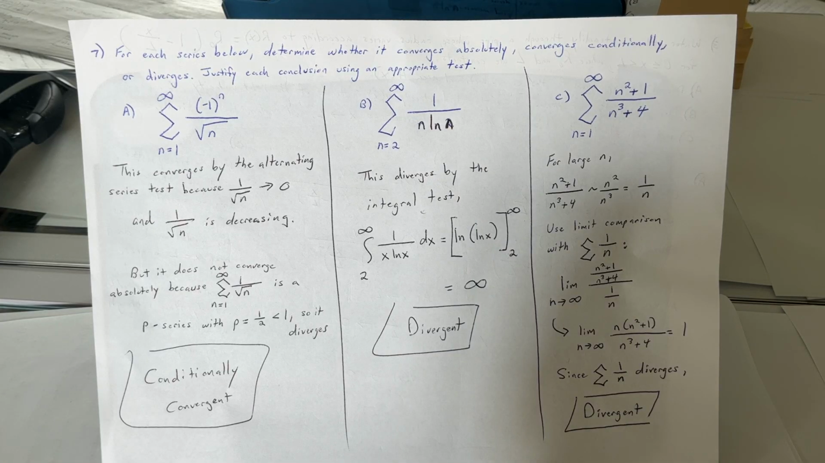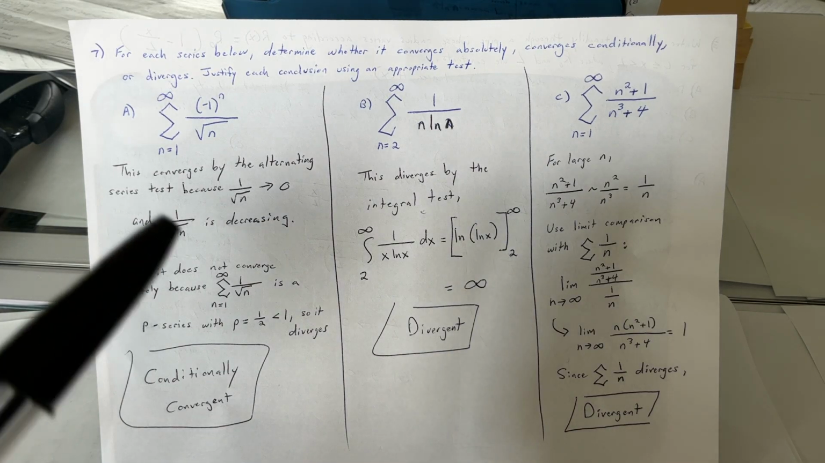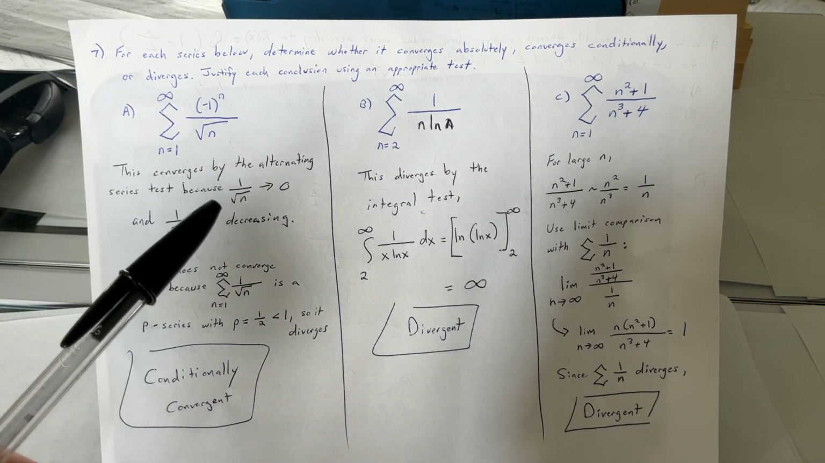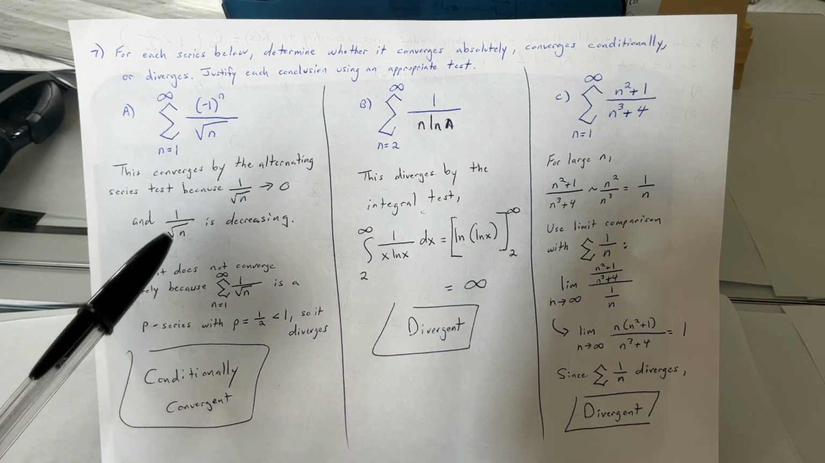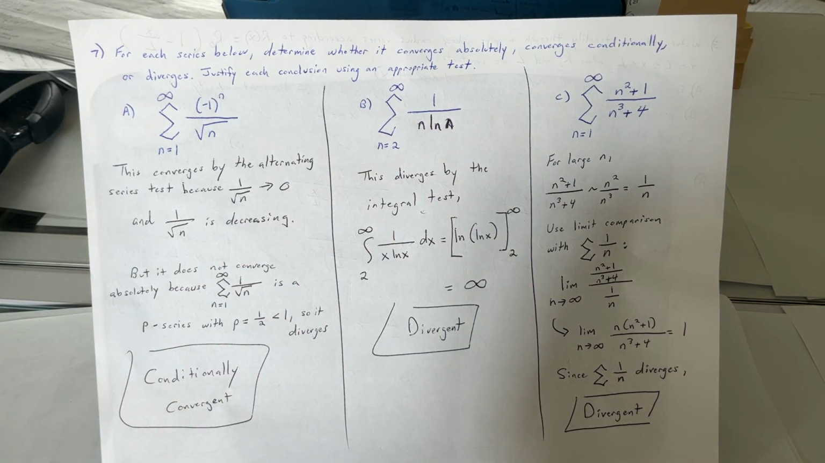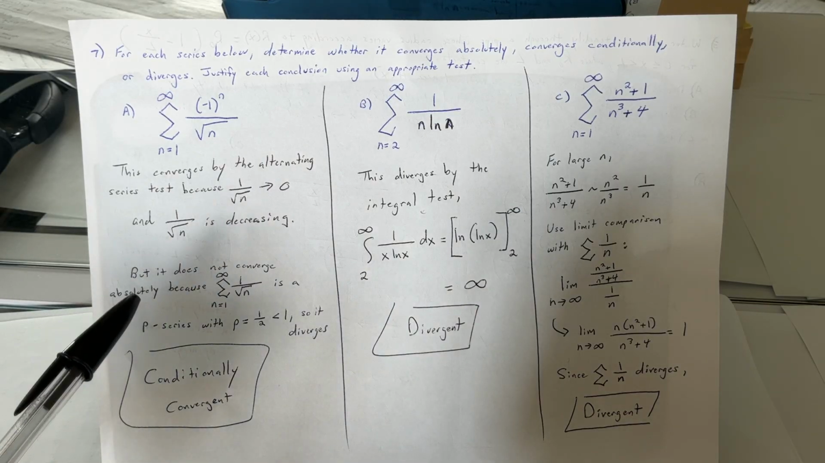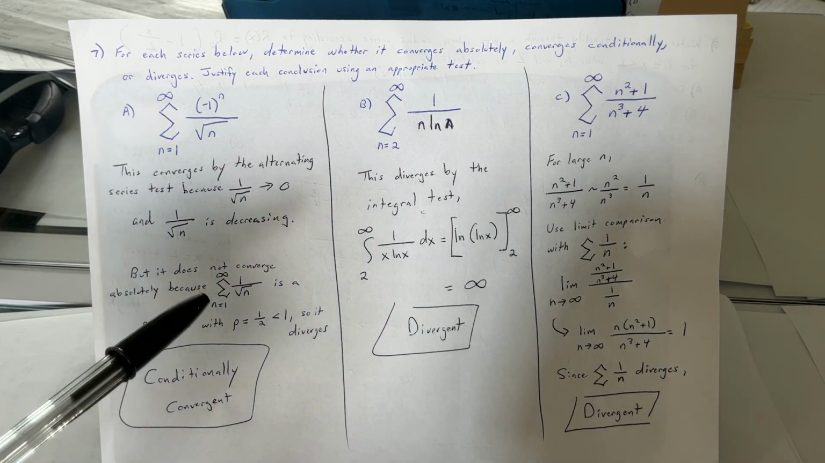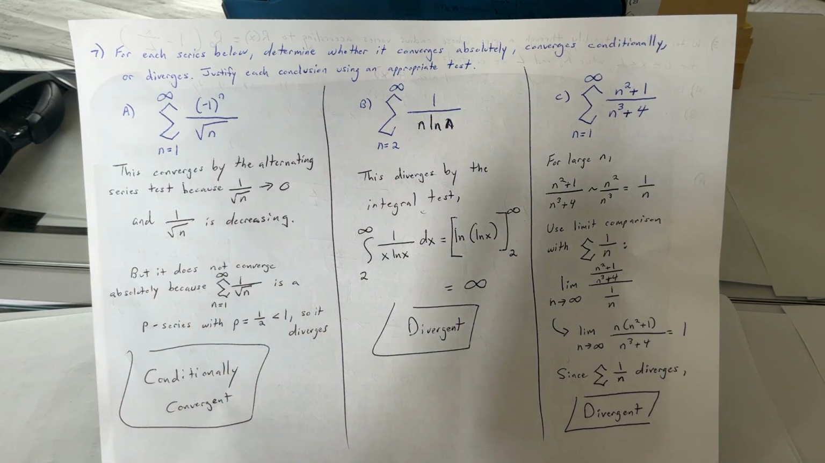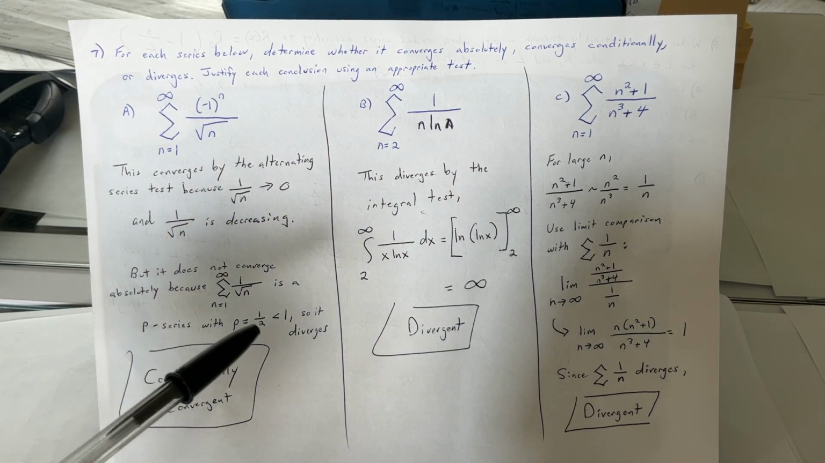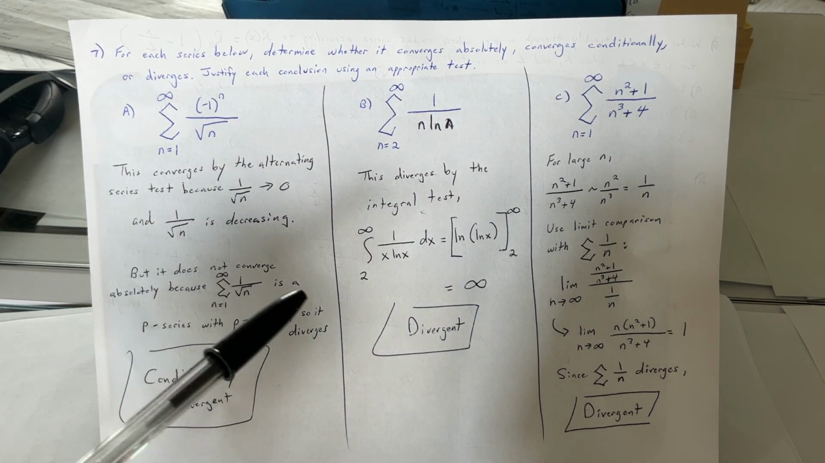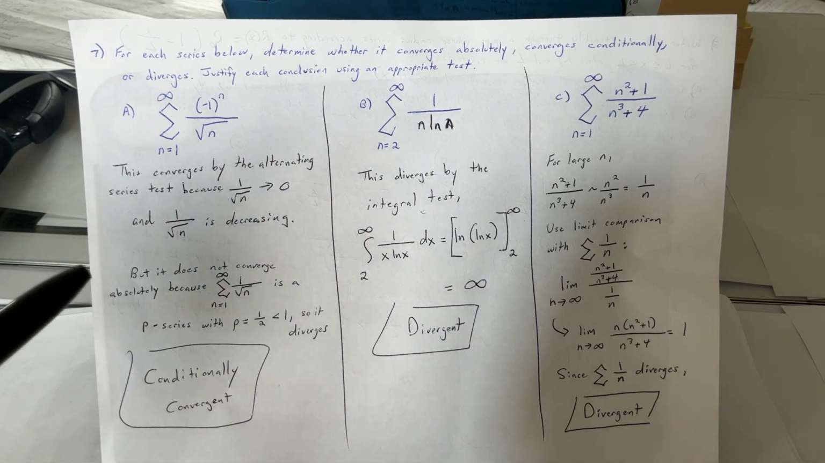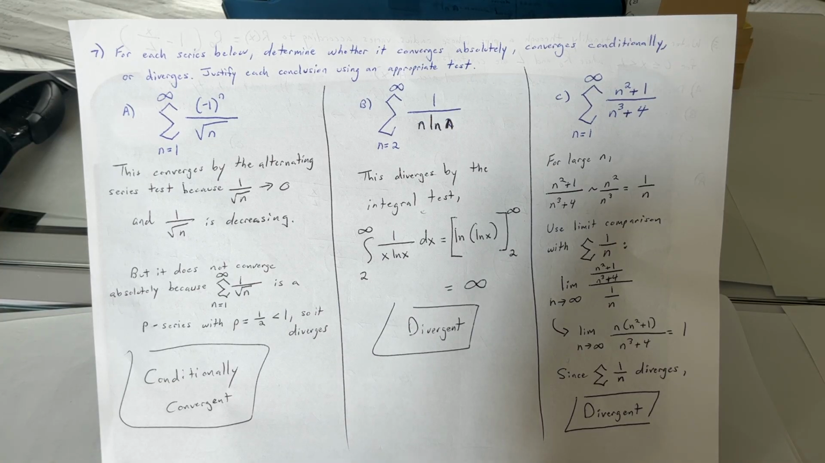So what we do here, think about what this would be: an alternating series. This converges by the alternating series test because 1 over square root of n goes to 0, and 1 over square root of n is decreasing. However, it does not converge absolutely, and here's why. Think of p-series. This would be 1 over n to the 1/2. So it's a p-series with p equals 1/2. That's less than 1, so that would diverge for the p-series. So this is conditionally convergent.